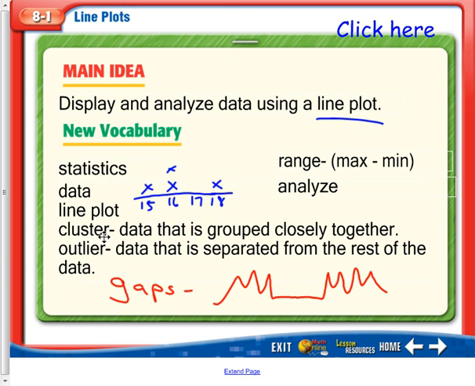A cluster is data that is grouped closely together. So in my example right here, we could consider that 15 and 16 make a cluster because there aren't any gaps at all.